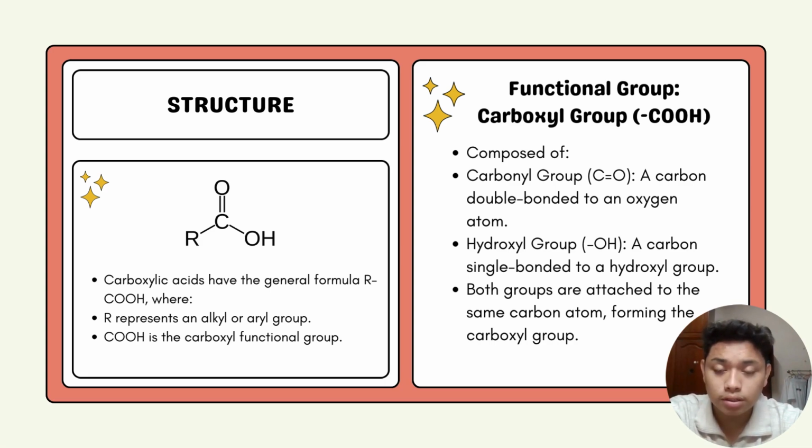So now I will continue presenting about structure of carboxylic acid. Carboxylic acid have the general formula RCOOH, where R represents an alkyl or aryl group. COOH is the carboxyl functional group. So let's see the functional group COOH. COOH is a carbonyl group, which is C double bond O, a carbon double bonded to an oxygen atom, while OH is a hydroxyl group, an oxygen single bonded to a hydrogen. Both groups are attached to the same carbon atom, forming the carboxyl group.